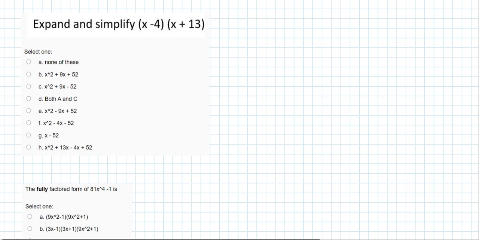Okay, here are the first few questions from your assignment. They may not be in the same order for you, but here they are. So x minus 4 times x plus 13, we just have to take those two and FOIL them out. We can use FOIL or we can use that grid, it doesn't really matter.